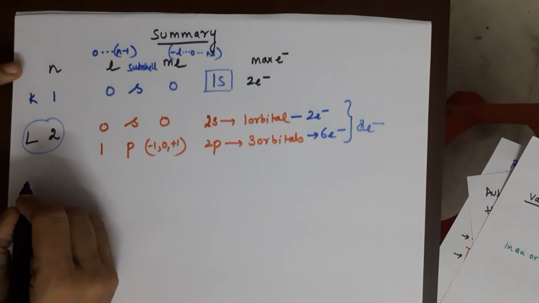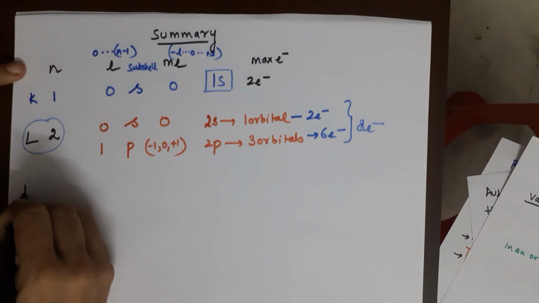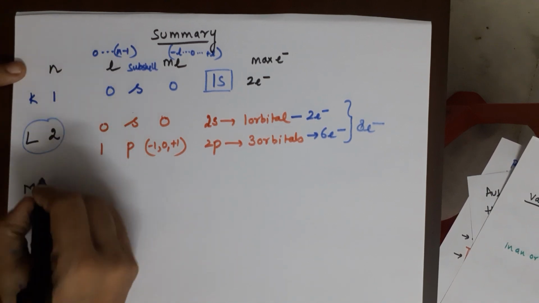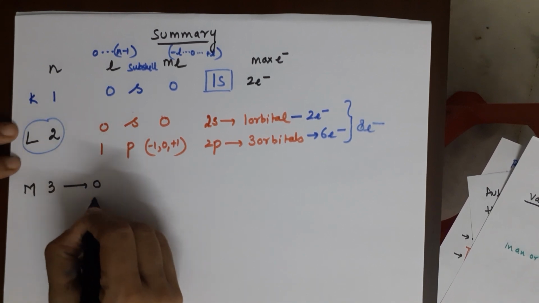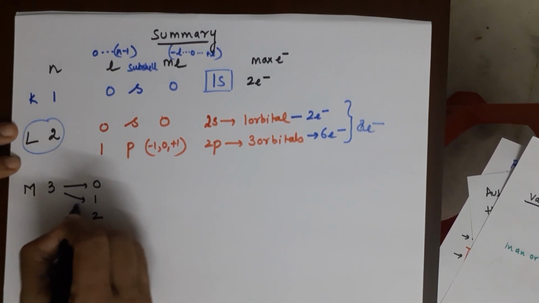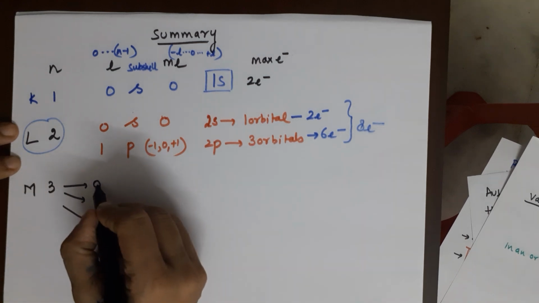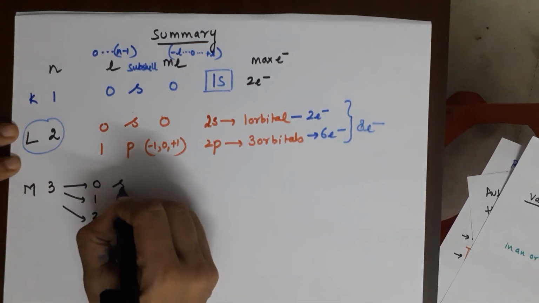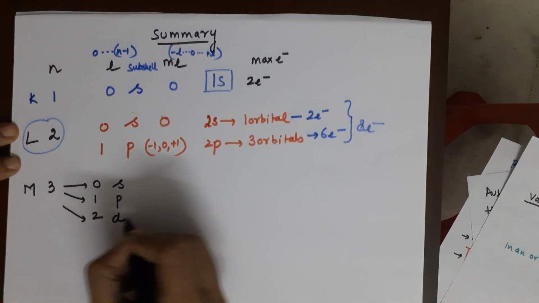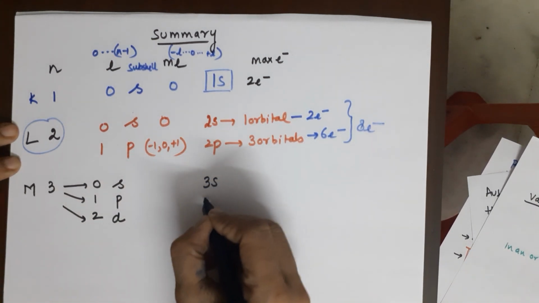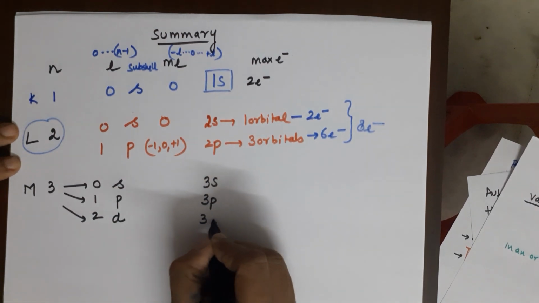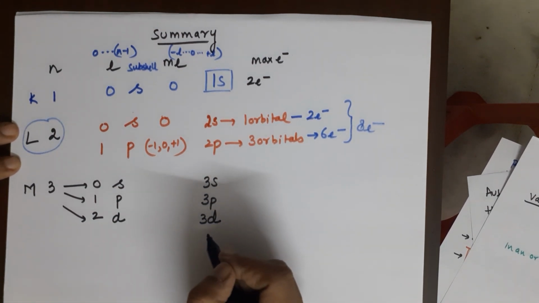Moving on to the M shell, third shell, n is equal to 3. What are the possible l values? l can be 0, 1, 2. l can have 3 values. When l is 0 it would be an s subshell, it could be p, it could also be d. So in the third shell you have 3s, 3p and 3d. Talking about the ml values.